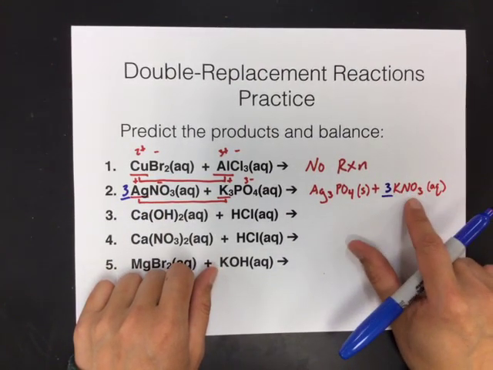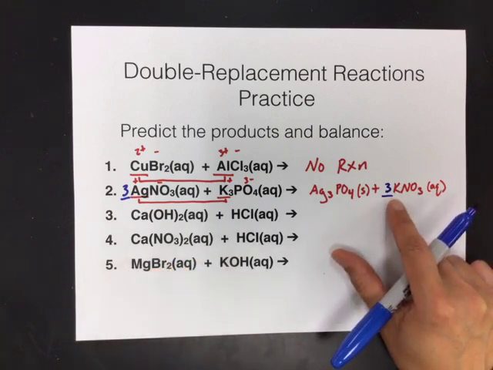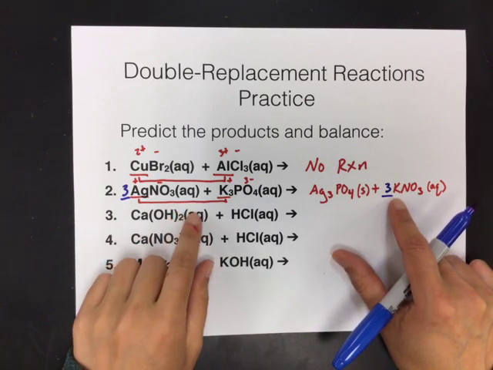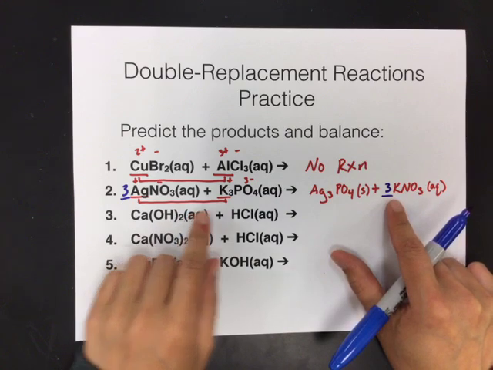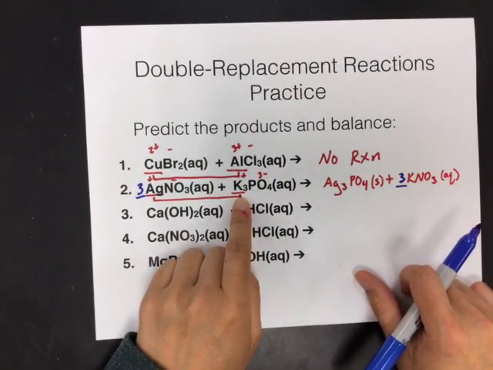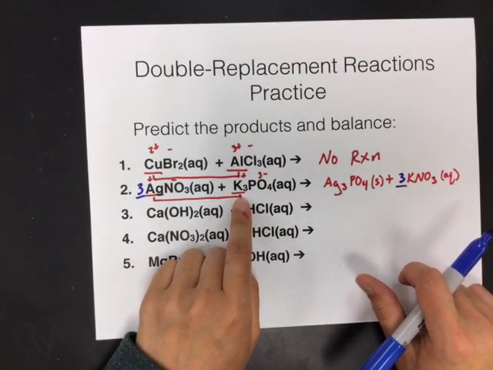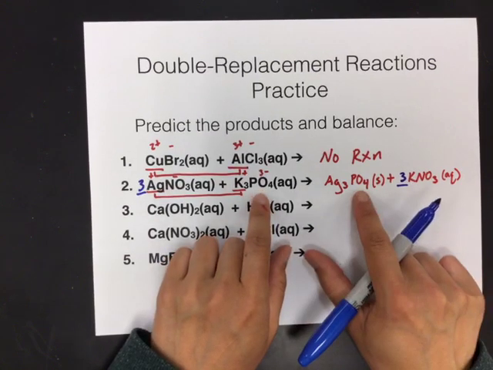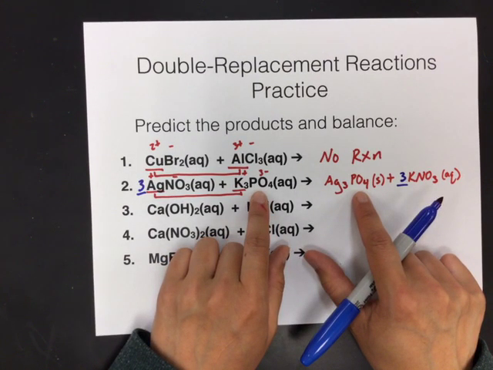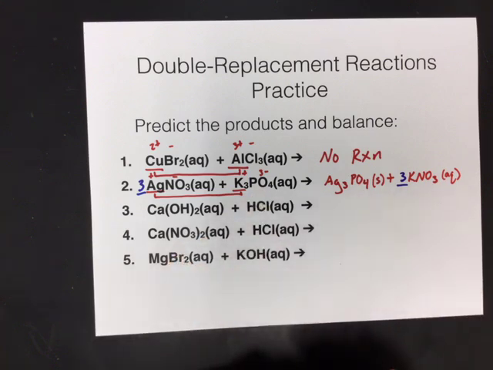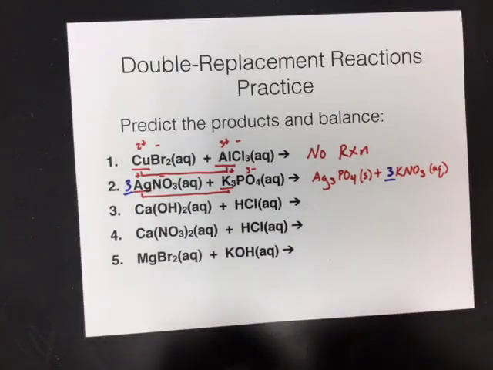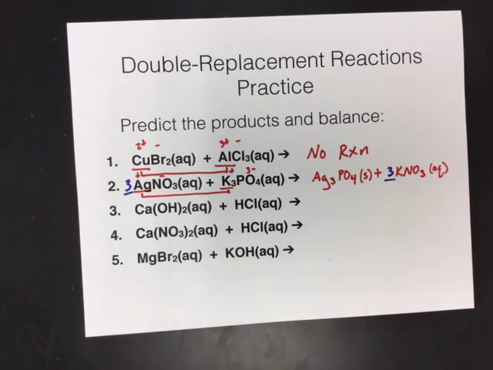So now that I have 3 nitrates, it changes the number of potassiums to 3. So this side has 3 potassiums, and if we look on the left side, it also has 3 potassiums. So that's good. Those balance. Phosphates are 1 and 1. So those all balance out. So that looks good. That one's done. We've predicted the products. We know it happens because we get a solid, and we balanced the reaction.